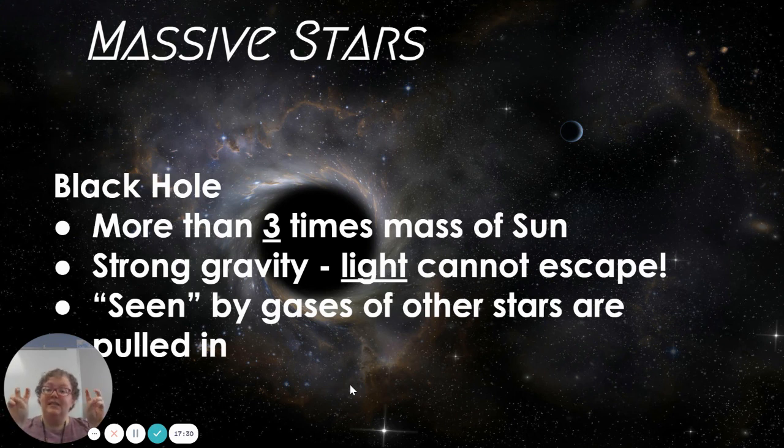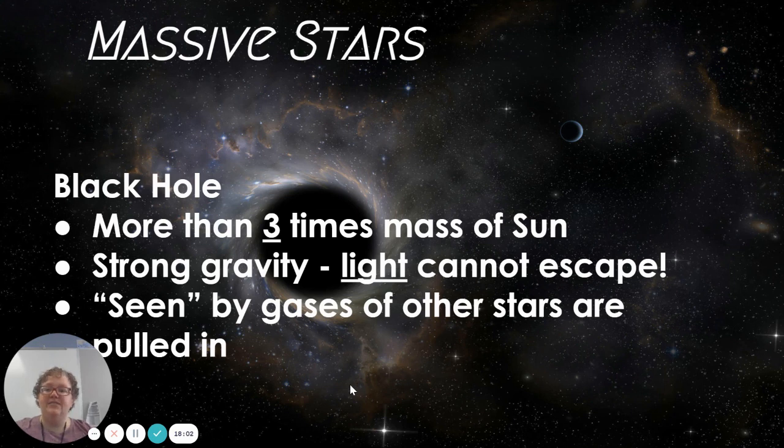We can only see, and I have that in parentheses because you can't really see a black hole because nothing is there, right? It's pulling everything in. The only way we can identify black holes is by seeing what is being pulled into it. So we can see the gases of other nearby stars that are being pulled into that black hole. If you look at the picture in the back, you see the gases and the other stars being pulled into that actual black hole. That's how we know that a black hole is there. We can see the strong gravity's effect on everything around it.